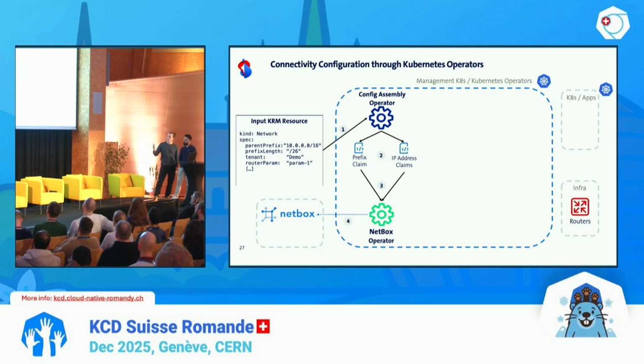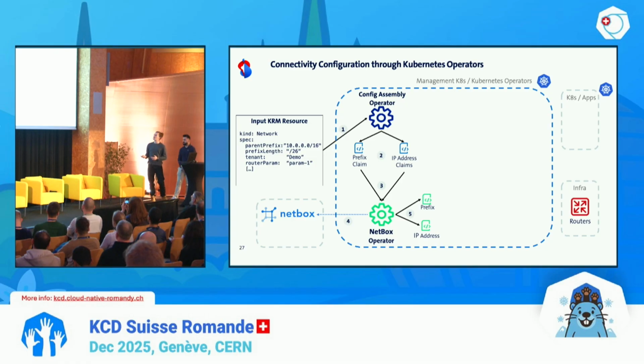And then the Netbox operator will call Netbox. It will get the IPs and the prefixes. And then you will have these CRs. So these are all CRs. So there's prefix CRs, IP address claim CRs. And so once they are there, the config assembly operator sees, OK, we have the IPs and the prefixes, so I can continue. What do we need next?